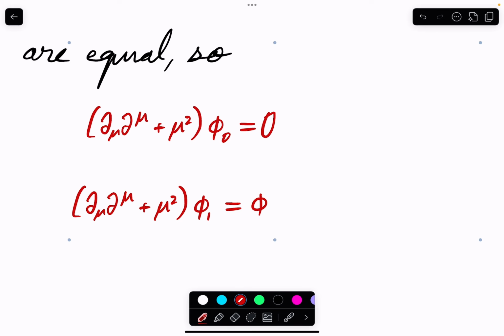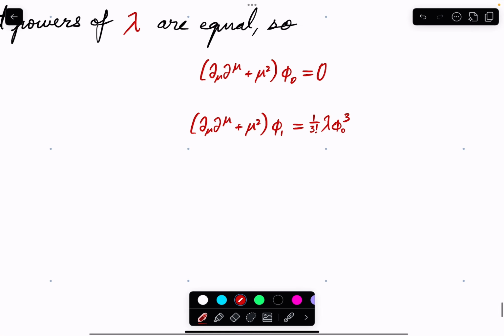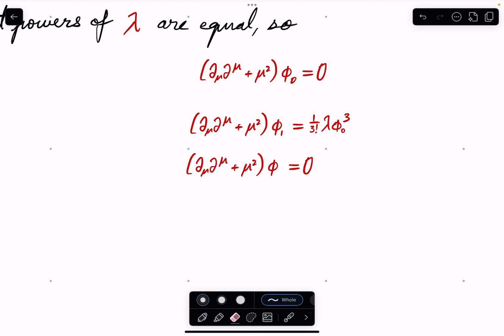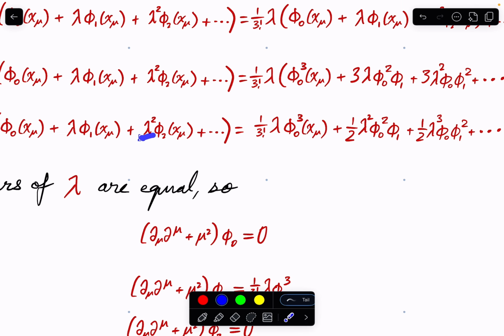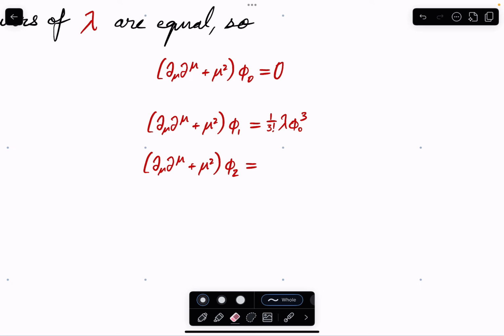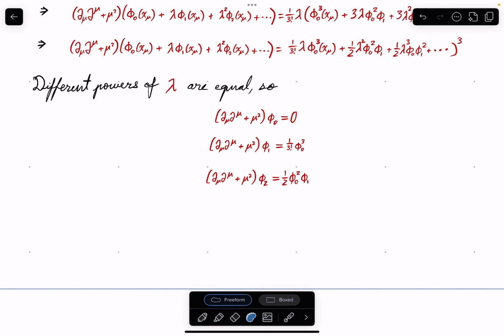So we get 1 over 3 lambda phi naught cubed. Likewise, we can solve for the phi2 term. And the phi2 term has lambda squared. And the only thing here with lambda squared is this phi naught squared, phi1. So we get 1 over 2. Actually, these lambdas cancel out on both sides, so we don't end up with the lambdas. So it's just phi naught cubed, and here it's phi naught squared, phi1. And this just goes on and on and on.